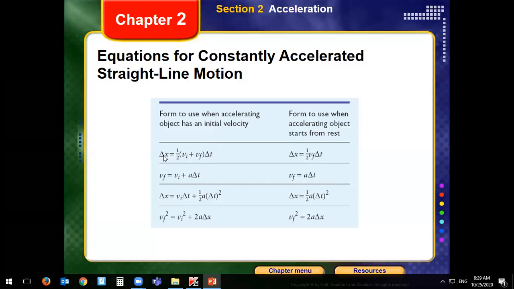The first one, delta x, distance, equals half (vi plus vf) multiplied by delta t, or we can write it as delta x equals half vf delta t. The second equation, vf equals vi plus at, and the third equation, of course this equation is for when the starting velocity is zero, but here if we have a starting or initial velocity, delta x equals vi t plus half a t squared, and vf squared equals vi squared plus 2a delta x.